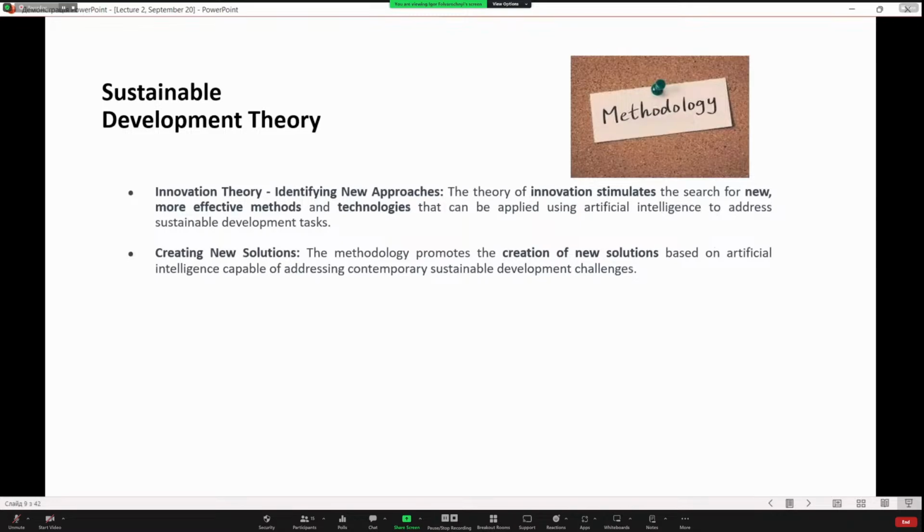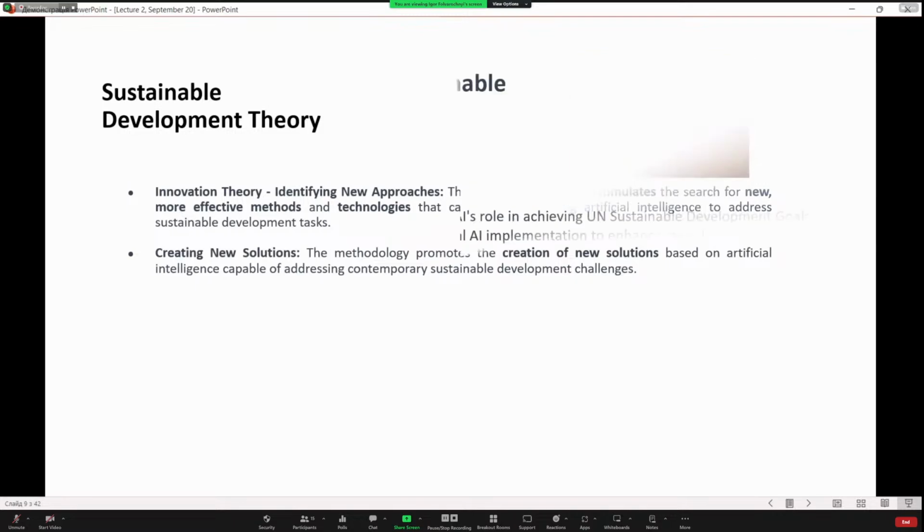So my theory, which I call sustainable development theory, is based on innovation ideas to identify a new approach, like a stimulus or impetus to search for new, more effective methods and technologies. Definitely, it wasn't appropriated on the global level, so now we have a chance to appropriate it right now, and we will analyze how artificial intelligence addresses sustainable development tasks and how it could be possible to solve this problem using solving methods and approaches. So we will create some new solutions using such an approach.